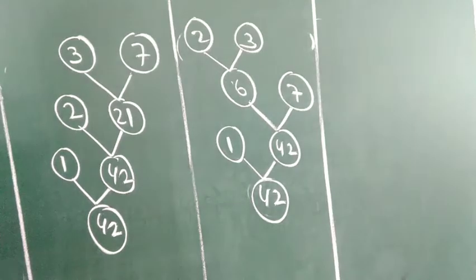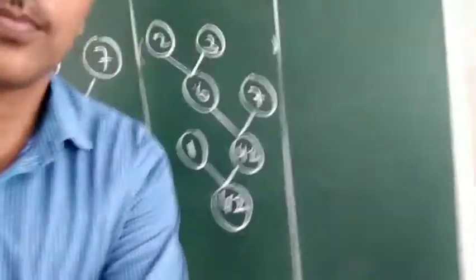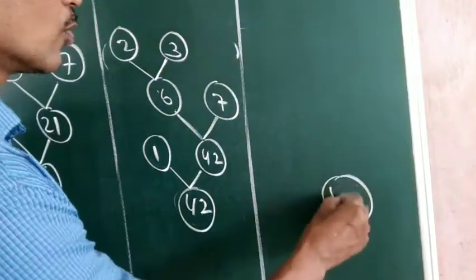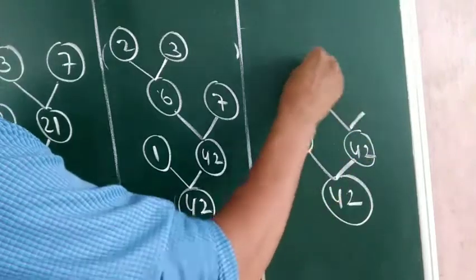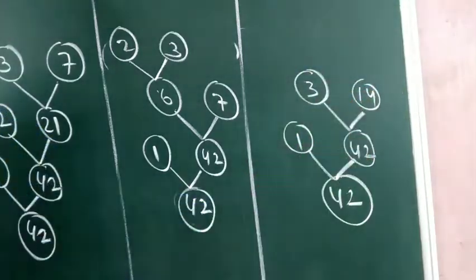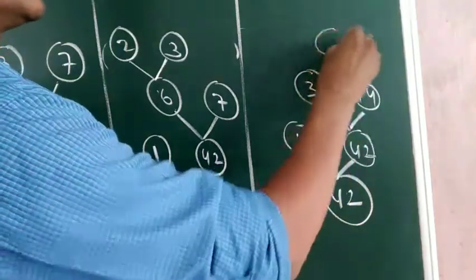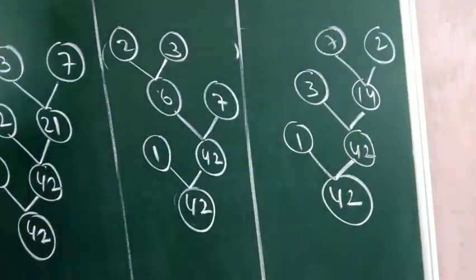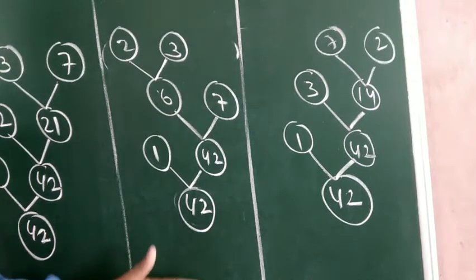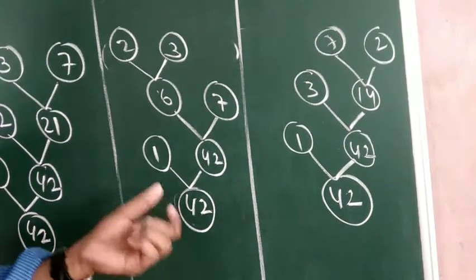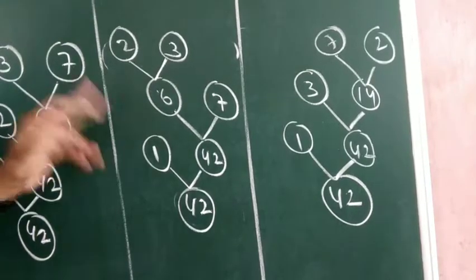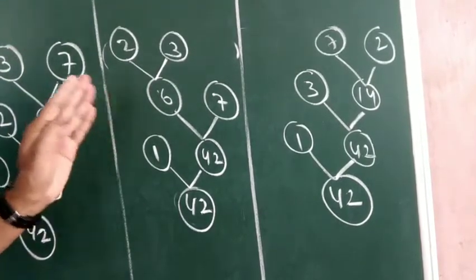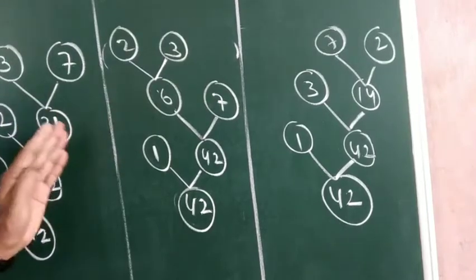Any other different answer? See, it is 42, 1 into 42, then 3 into 14, and then again 2 into 7. So this way we can find out the factors of the given number in different ways. We can make the factor tree of the same number in different ways. So don't think that if someone finds this one and someone finds this one, it means that this one is wrong and this one is right. See, all these three are correct here.